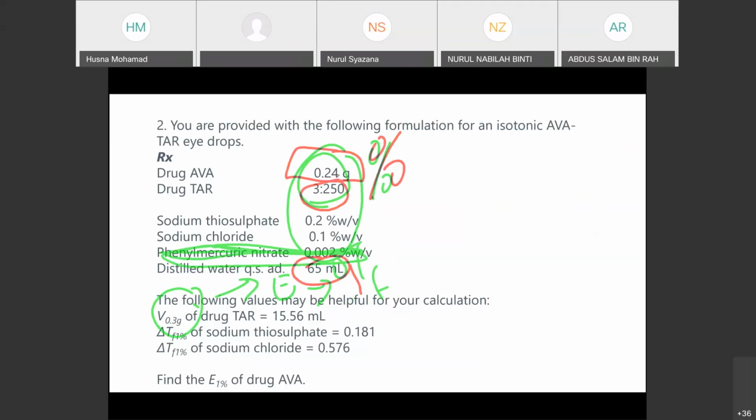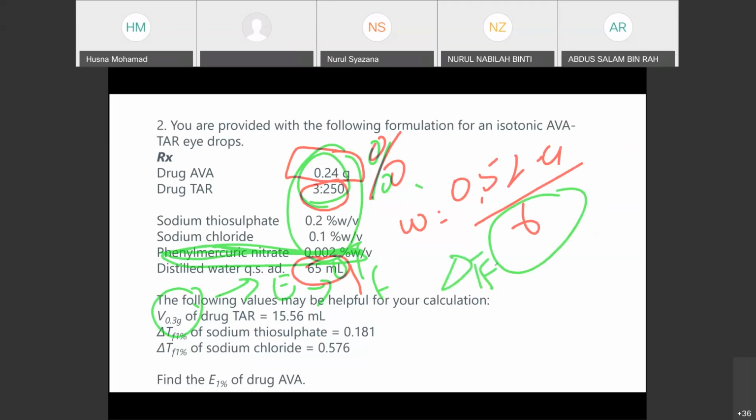So 3 dot 250, which means 3 gram in 250 ml. So you just have to convert that. So again, back to your equations. Over here, instead of finding W, your mission is to find out the B, which is usually the delta TF for the additional substance. Because all substances are given, you just have to assume in this case that your AVA drug is the unknown. But you know the amount in terms of percentage.